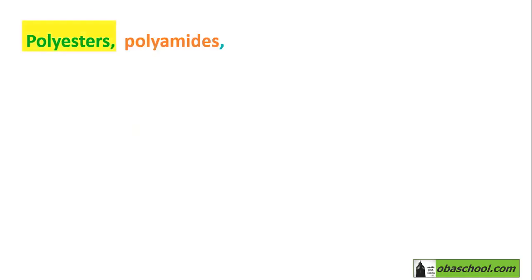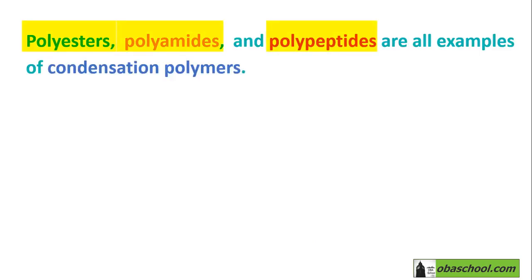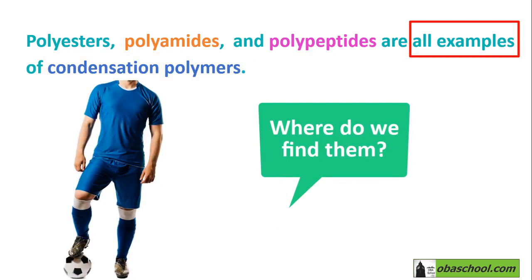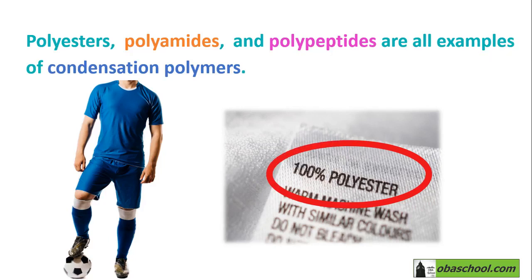So polyesters, polyamides, and polypeptides are all examples of condensation polymers. These are all outcomes of condensation polymer reactions. And where do we usually see them? Well, we see them in sportswear and we see them in most of the clothes that we wear. If you look inside most of the clothes you wear, you're gonna see the word polyester, for example. Some clothes are 100% made of polyesters. All these things are the outcomes of condensation polymer reactions.